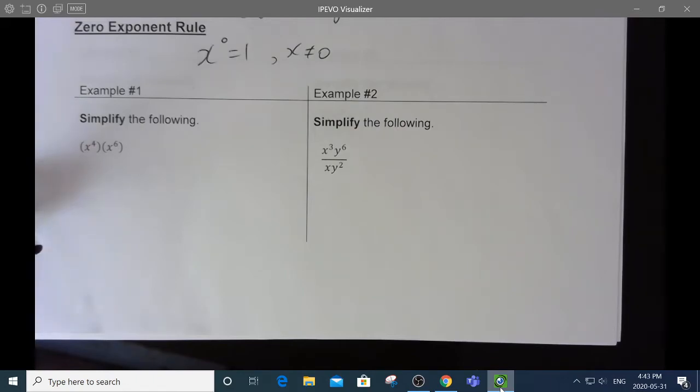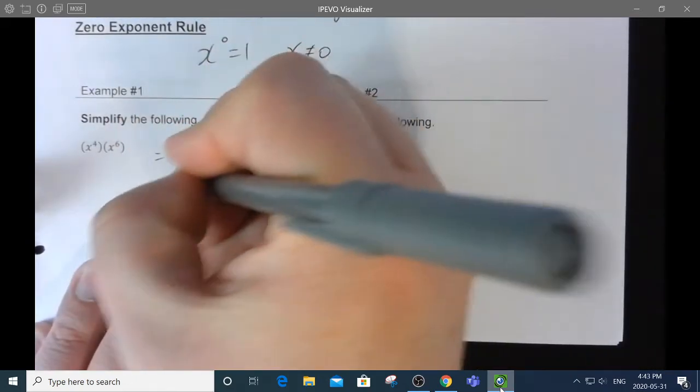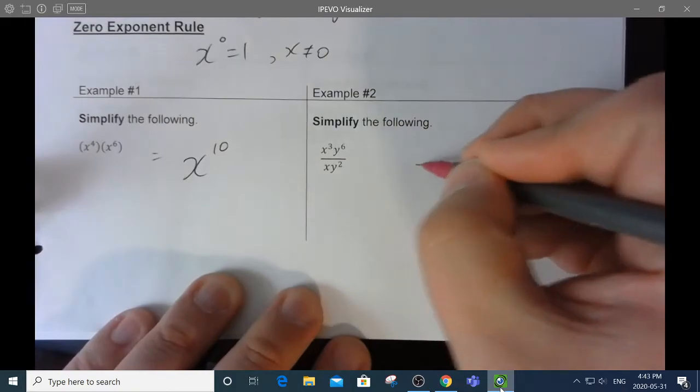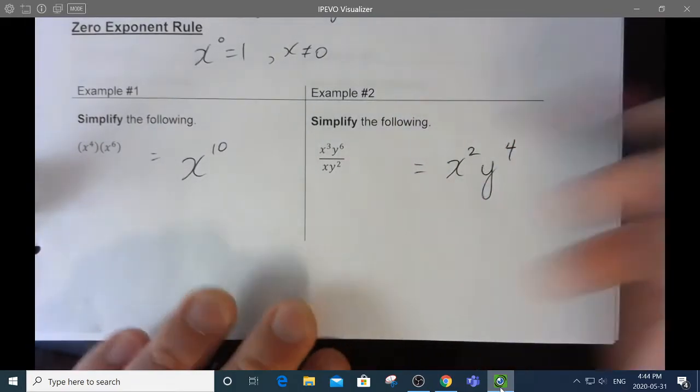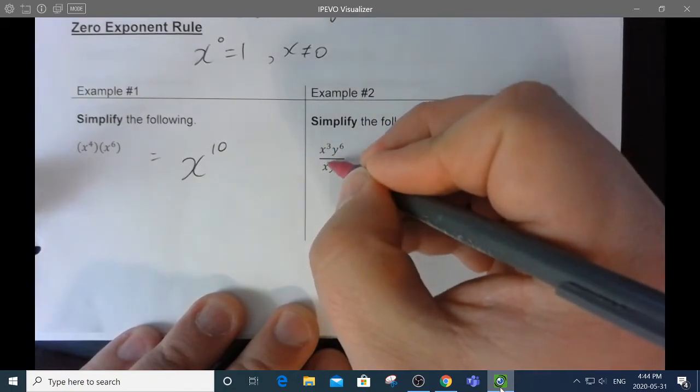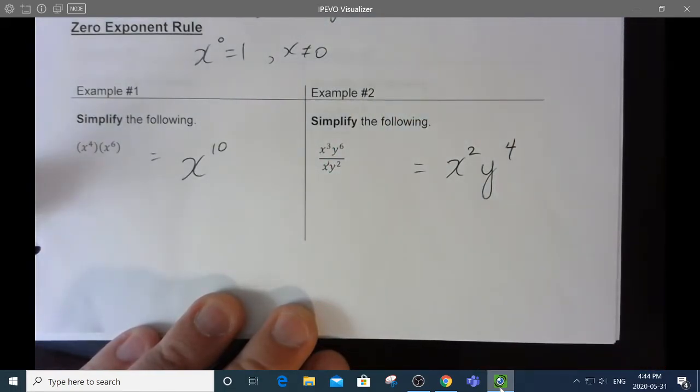All right, did you try them? This one would be x to the 10. This one would be x squared y to the 4, because I subtract. Remember, x means x to the 1, right? So I subtracted exponents there.